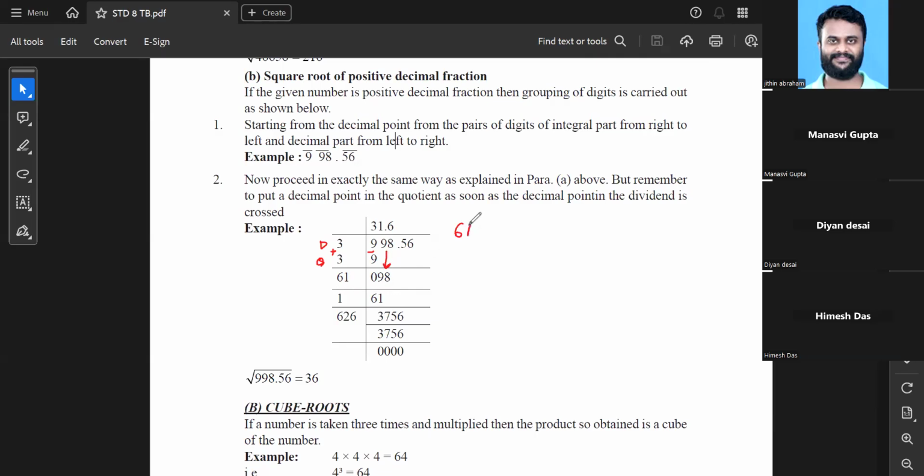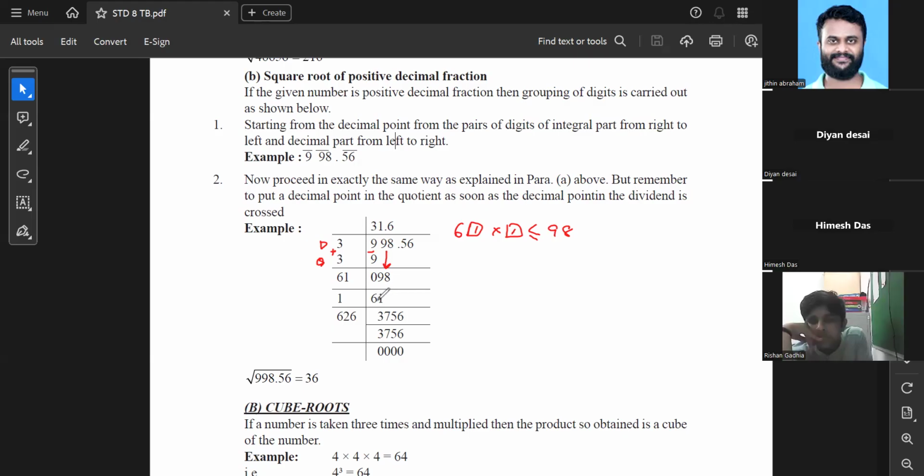Over here I have 6, then box cross box, box में same number डालना है. Obviously 61 multiplied by 1 only can give you some number which is less than or equal to 98. In this case 61 multiplied by 1 is 61 itself. So 1 is your next quotient. So 3 was your first quotient, 1 is your next quotient, and again same story, you have to add these two numbers. 61 plus 1 is 62 over here, and 98 minus 61 is 37, and I've taken the next part over here.